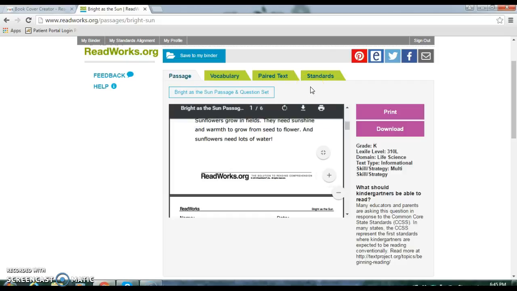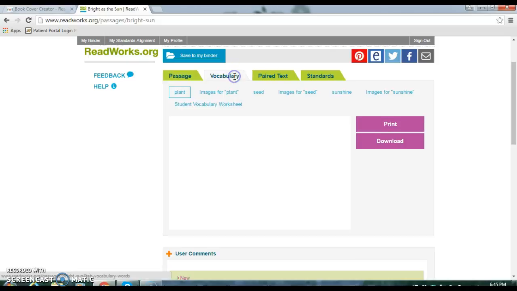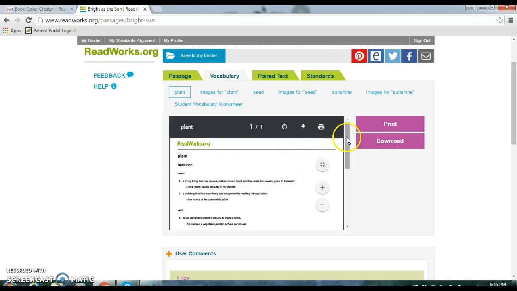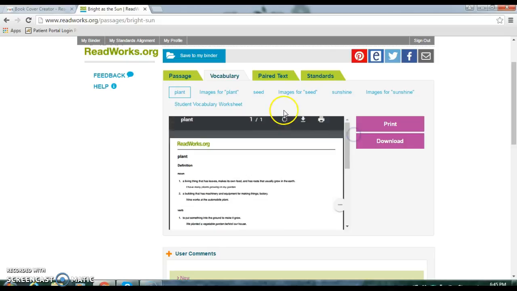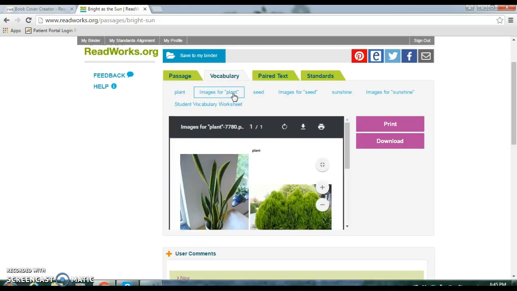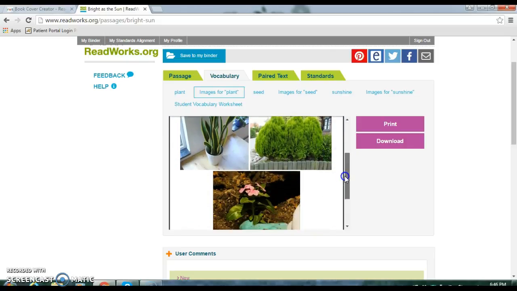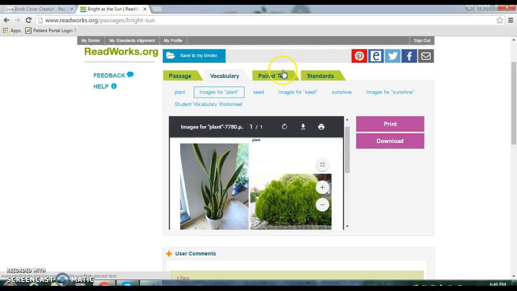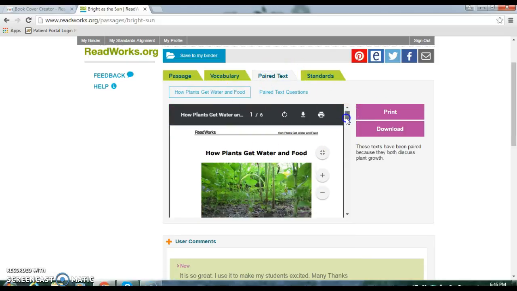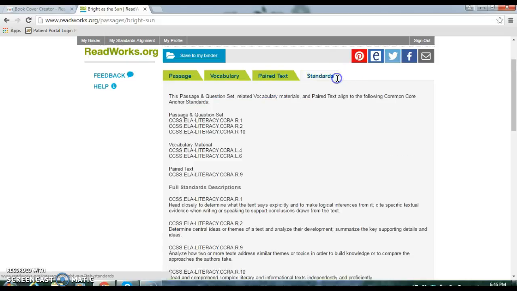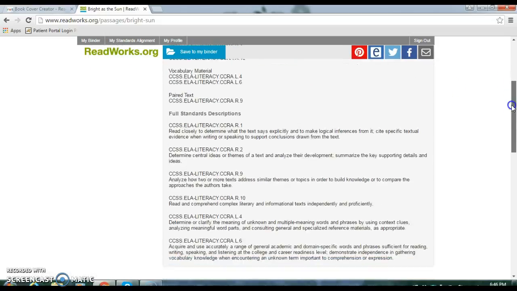Through different trainings, and with Common Core, we have a huge emphasis on vocabulary. So within each passage, they give you the vocabulary that you need to make sure that students are aware of, and then back it up with an image: not only what it means, but what does it look like, or what could it look like? They also have a paired text, a similar text that you could use in conjunction with that. And then again, all of the standards that it addresses.